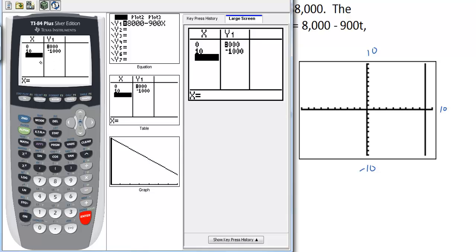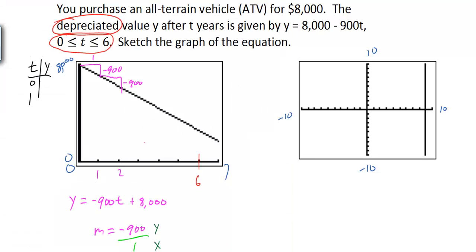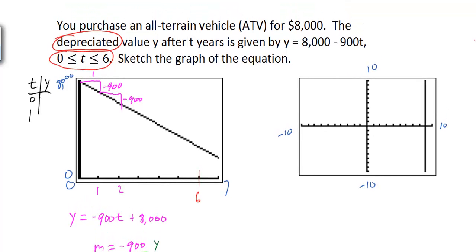So that kind of gives you an idea that when you pick relatively small values for x, you're going to get pretty large y values. So if you notice here, from 0 to 10, your y value is going from 8,000 down to negative 1,000. So that gives you a little bit of an idea how you could go in and adjust your window. Now for our example, because we were only looking over the time from 0 to 6, we went from 0 to 7. If we wanted to look at it over a longer period of time, then we would continue that out. So once again, just using the calculator, be careful with your viewing window.